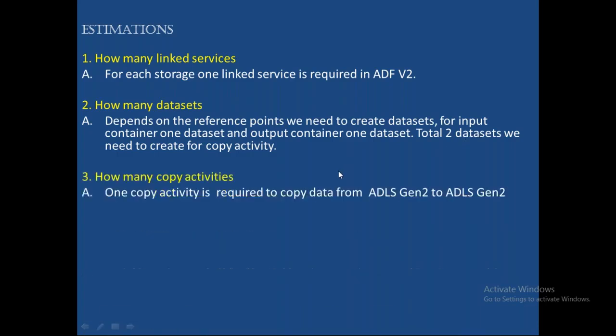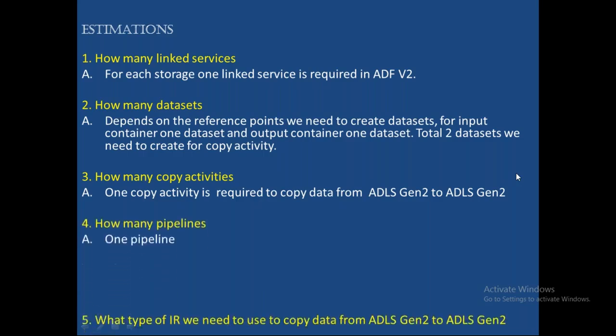For example, how many copy activities are we going to use? One copy activity, to copy data from ADLS Gen 2 to ADLS Gen 2. But if you are using the copy activity inside ForEach, then based on the items ForEach received, let's say ForEach has received 3 items, the copy activity will execute 3 times, because ForEach will call the copy activity 3 times with different values. One pipeline I will use.